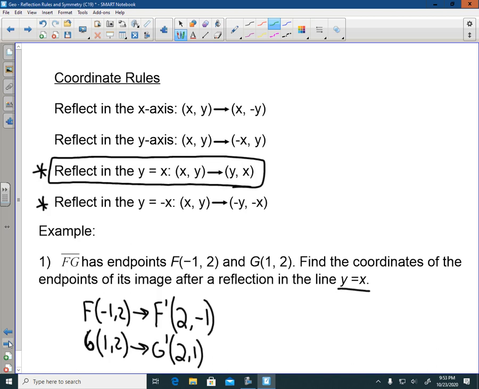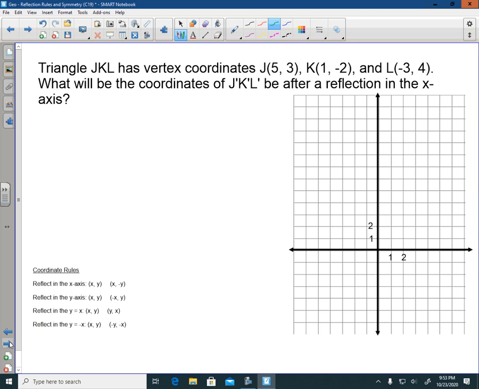Okay? So let's kind of push this idea just a little bit. Sometimes you have to be careful about what you're being asked so that you don't do too much work. Just putting that out there. So let's look at this problem. Triangle JKL has vertex coordinates of those.